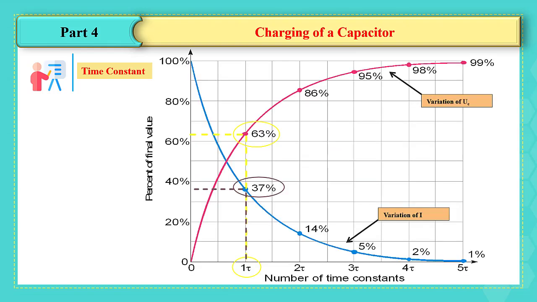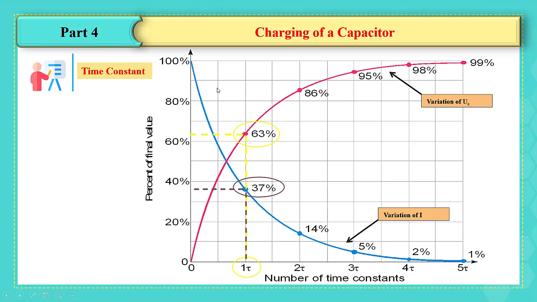This graph shows two curves. This curve, the one in pink, shows the variation of UC. You can see that this is an exponential increasing function starting from 0 and reaching the full charge, or the full voltage, at time t equal to 5 tau, which is approximately 99% of the maximum voltage. And we can see that at time t equal to tau, the capacitor will have a charge equal to 63% of the maximum charge.